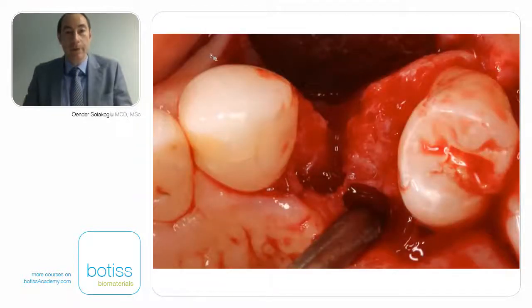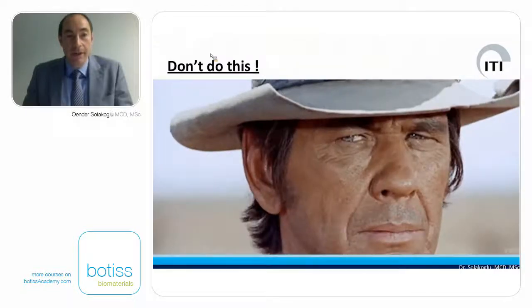This is the same patient clinically, and you can see that this defect clinically looks even bigger than on the two-dimensional radiograph. There's almost no bone fill, and there's no way to insert an implant in an ideal prosthodontic situation. So I don't think we should do this.